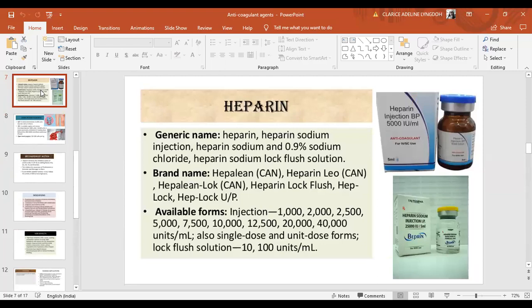So who can tell me, if you are using injection heparin, when should we give injection heparin? What are the indications? In what situation should we give injection heparin? Who can tell me?